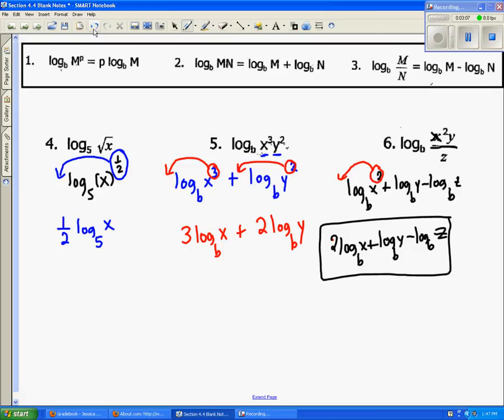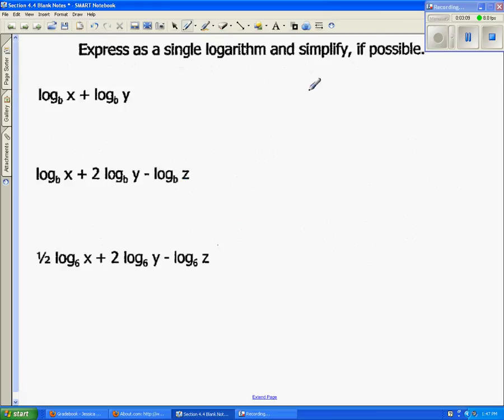Now we're going to move on to the next page, which says express as a single logarithm and simplify if possible. So we're going to kind of work backwards. If it's addition, I can rewrite it using multiplication. So I have log base b, they have the same base, they have to, and it's plus, so I'm going to rewrite it using multiplication.